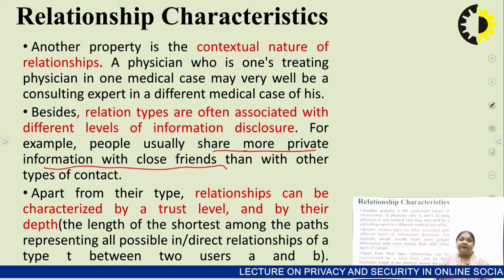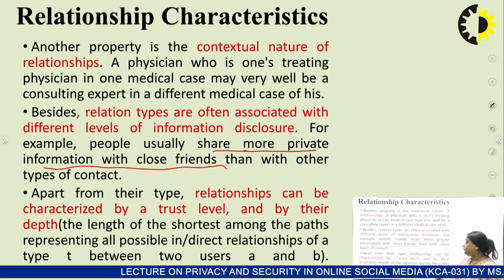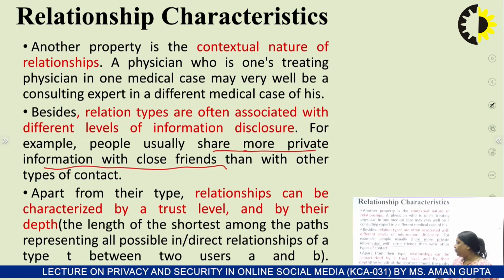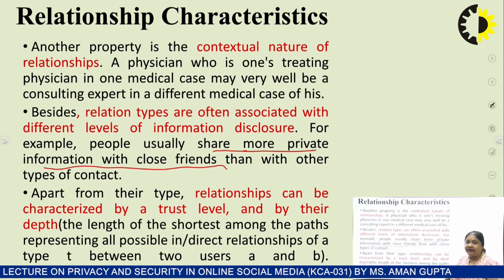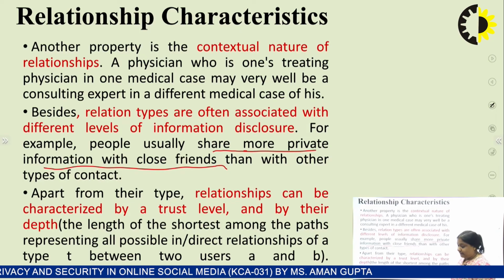Apart from their type, relationships can be characterized by a trust level and by their depth. The depth is the length of the shortest among the paths representing all possible indirect relationships of a type T between two users A and B.